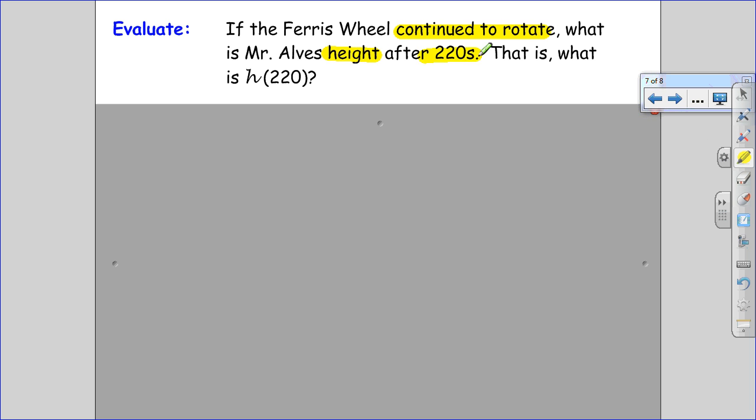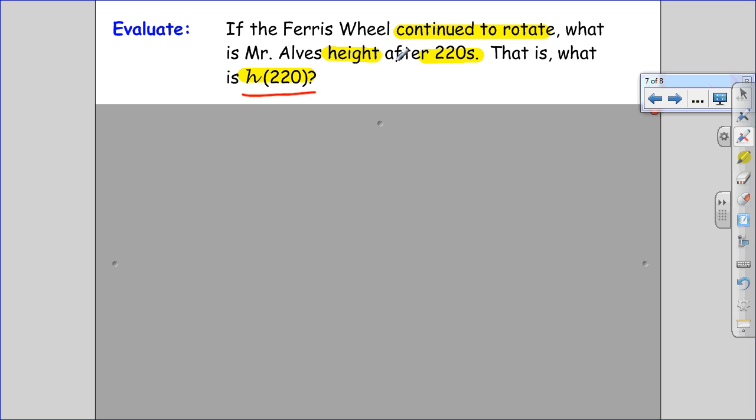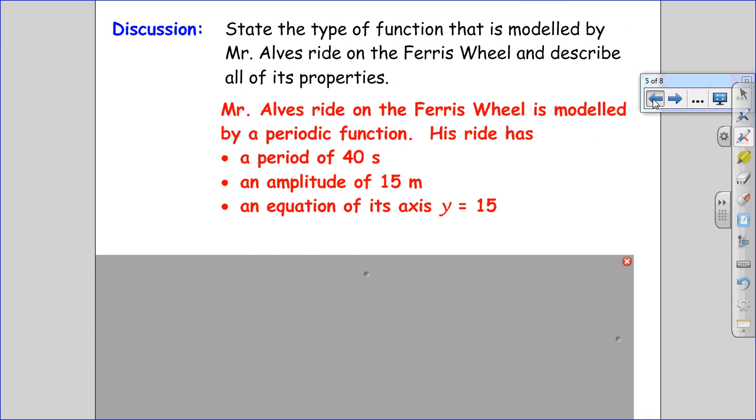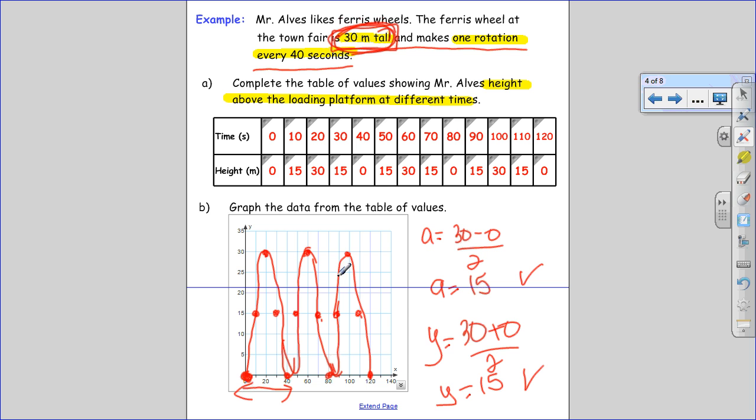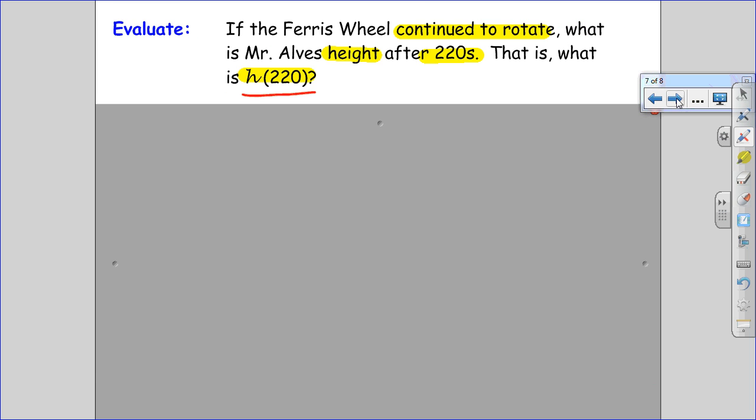So what is h at 220? Notice I've highlighted the words height after 220 seconds, or more simply just h at 220. Well, this is a function, so I can use function notation. Let's go back to the graph. Oh, my graph doesn't go up to 220 seconds, and neither does my table. But I do know all my values from 0 to 120 seconds. And I also know that everything repeats every 40.